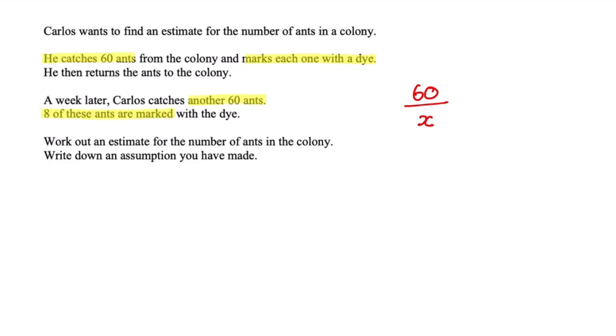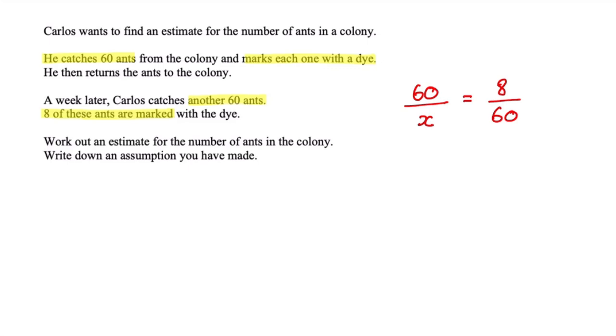Okay, so we've got 60 divided by x. Everyone's going for that, which is really good. So 60 divided by x. x is the total population which we need to work out. And that's equivalent to what? We need our second fraction. A week later, Carlos catches another 60 ants. So we've caught 60 ants, and 8 of these are marked with a dye. So we've got 8 marked out of 60.